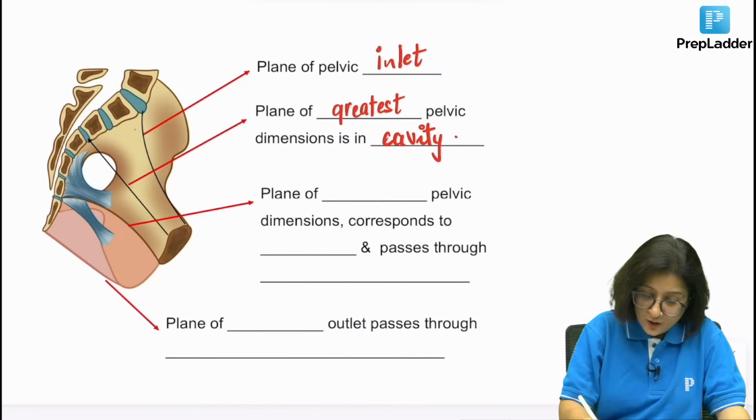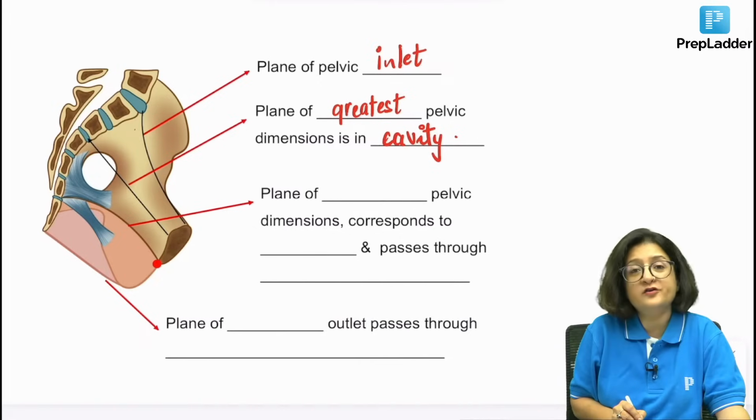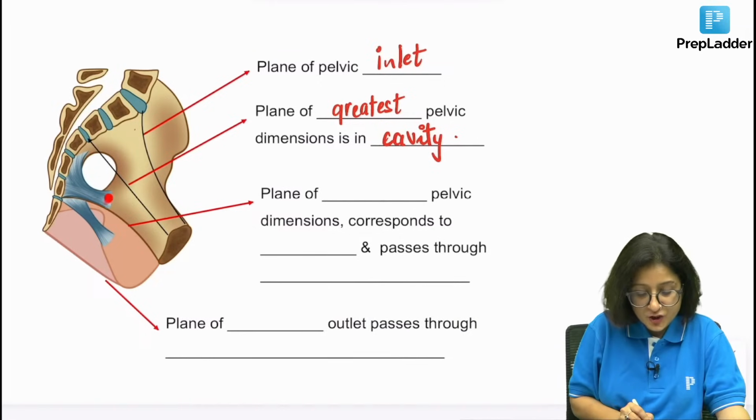Now, have a look at this plane. Can you see it, from the lower border of the pubic symphysis, touching and passing through the ischial spines? Of course, these are imaginary planes, I hope you understand that. So, at the level of the ischial spines and then going behind somewhere between the junction of the coccyx and the sacrum. What is this plane?